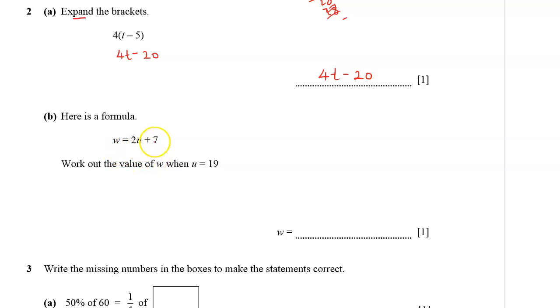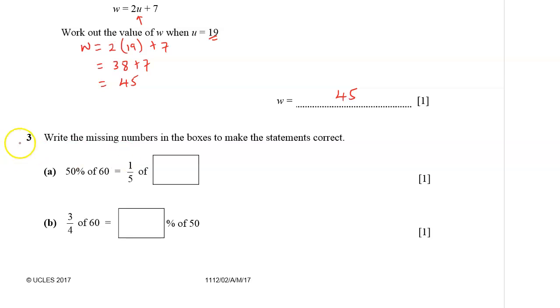B is a formula. W is equal to 2u plus 7. Work out the value of W when u is equal to 19. So we substitute the value of u here by 19. So the equation becomes W is equal to 2 times 19 plus 7. So W here will be equal to 38. 2 times 19 is 38, plus 7. 38 plus 7 gives us 45. So W is equal to 45. Very well.